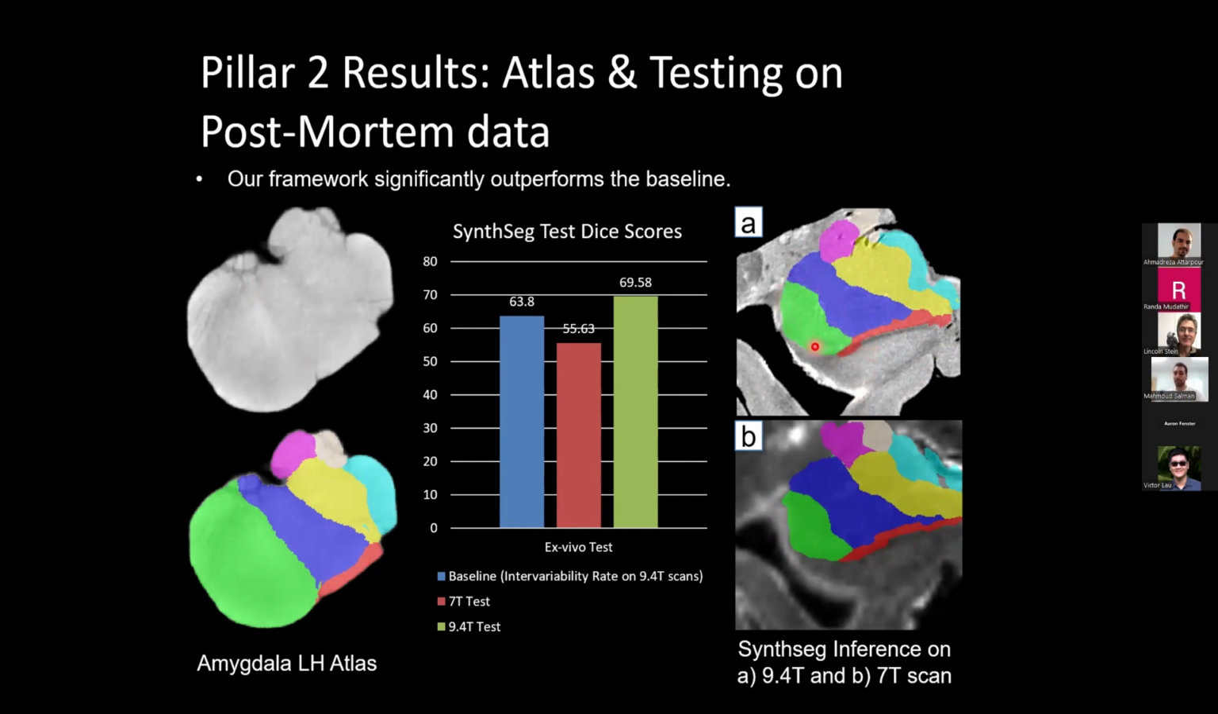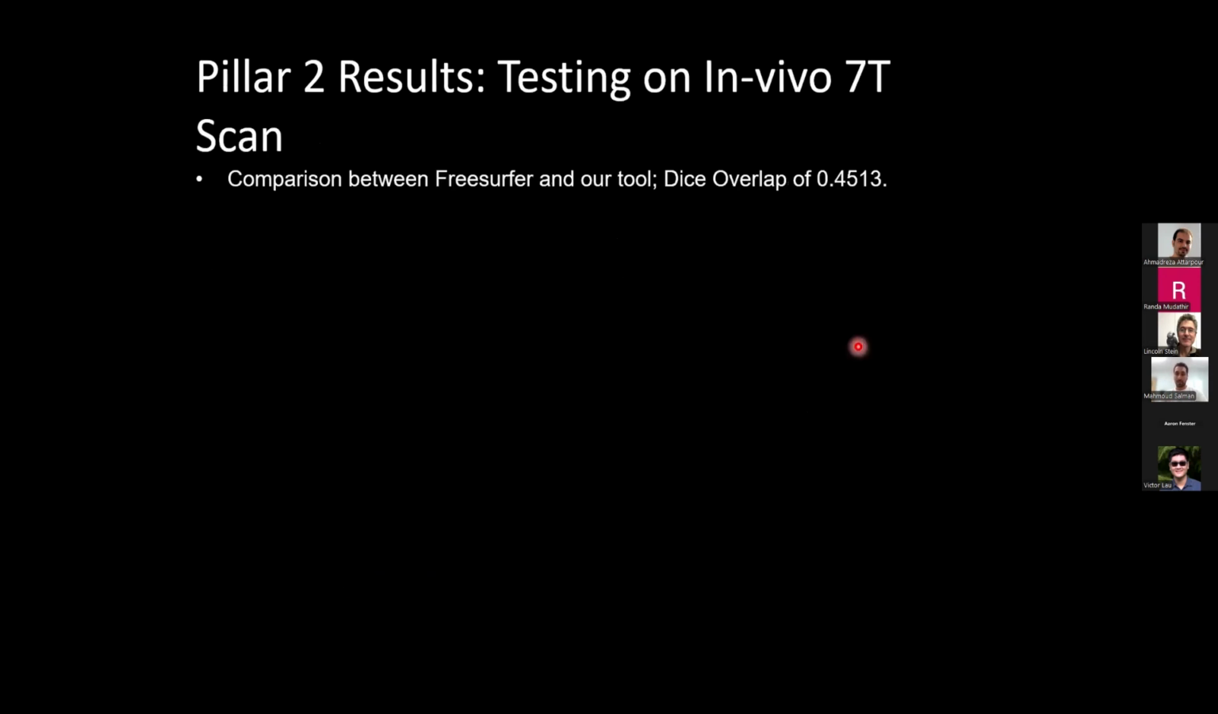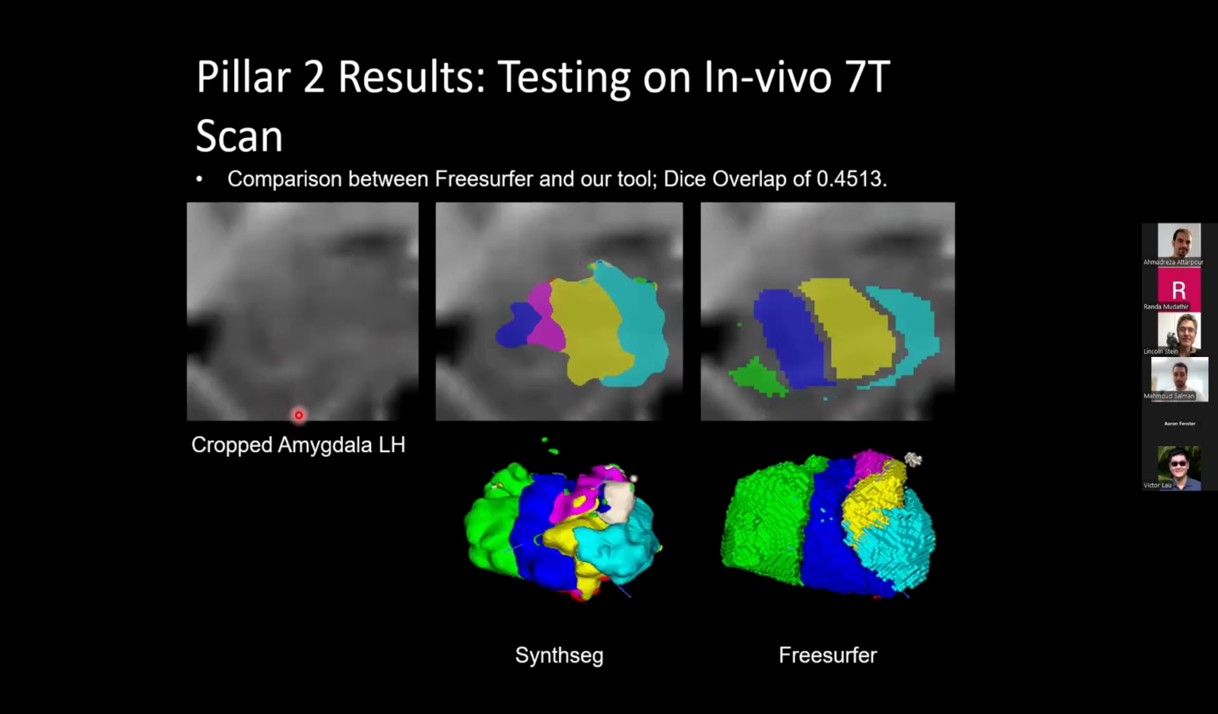And actually, this tells us that as the model works well on 9.4 Tesla, then we can increase the sample size with our 9.4 Tesla dataset and train the model with many more samples, which can make it even more robust. And to get a sense of how our model would react to in vivo data, we have here an in vivo cropped amygdala, left hemisphere, and this is the SenseSeg prediction, and this is the FreeSurfer prediction. So our Dice overlap between SenseSeg and FreeSurfer is about 45%.